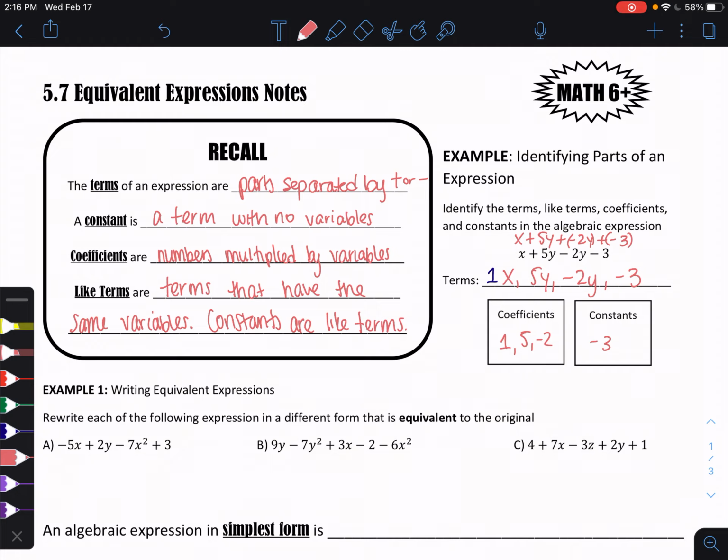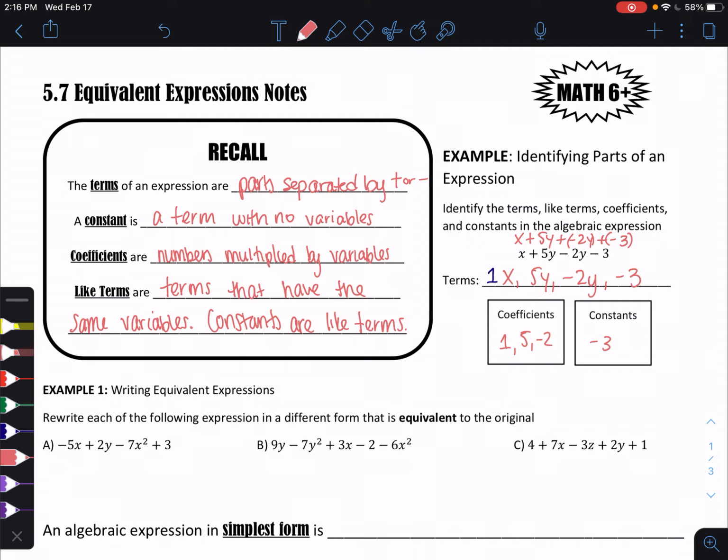So the terms of an expression are the parts that are separated by plus or minus signs. Each thing that is separated by a plus or a minus sign is a term. A constant is a term with no variables. Coefficients are the numbers multiplied by the variables, so when you see a number and a variable right next to each other. And then like terms are terms that have the same variables. And just a reminder that constants are like terms, so we can add those numbers together.